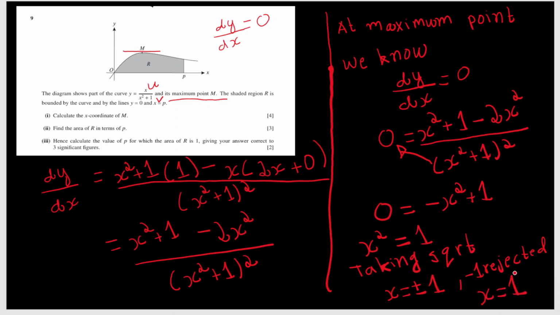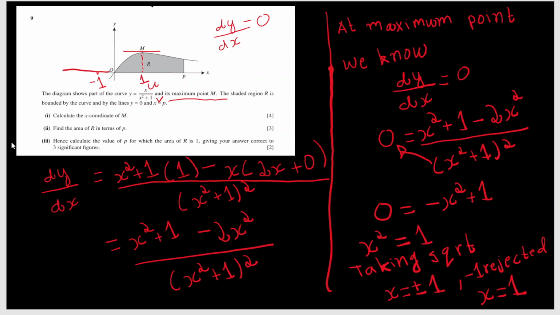Why is minus 1 rejected? Because minus 1 is on the left hand side of the graph. Minus 1 is going to be somewhat over here, but we are on the right hand side of the graph, so x is equal to 1 is the correct answer. So now we are going to be moving to the second part.